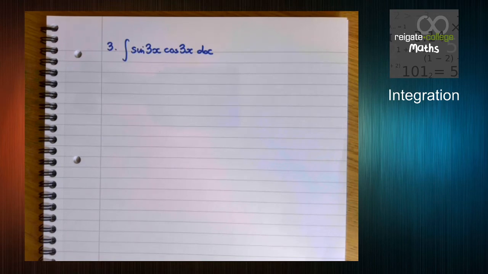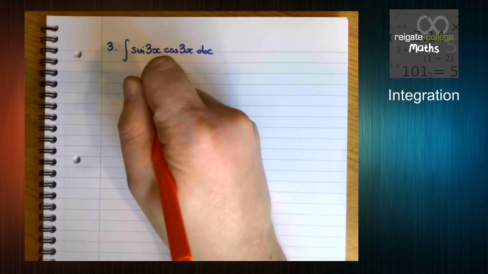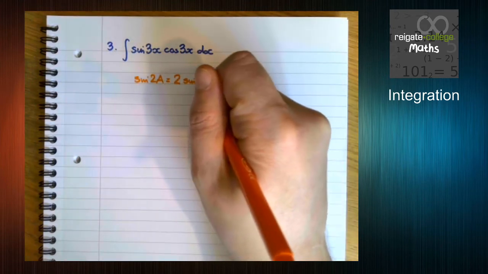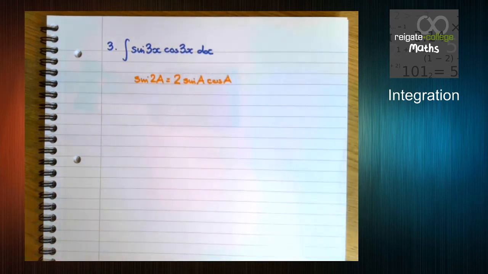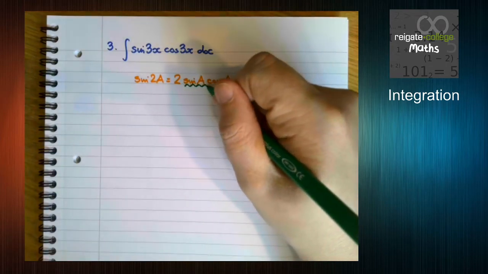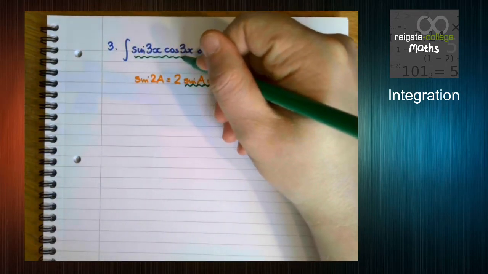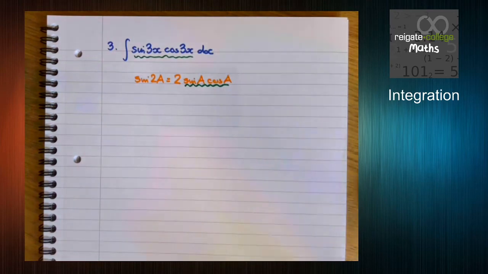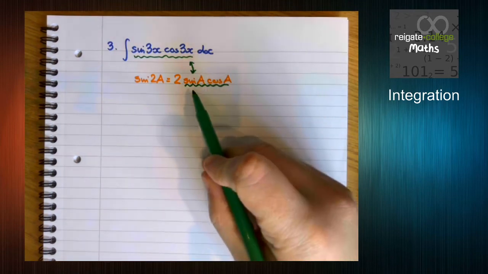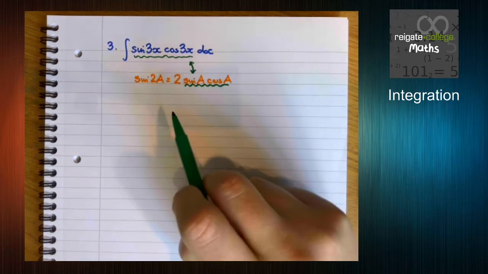Let's ignore what's inside the trig for the moment and let's think, what do we have that has a sine times a cos? Well, we know that sine of 2a is 2 sine a cos a. Well, this bit here is very similar to what we've got here. So let's think about how we can link these together. We've got sine a cos a, and we've got sine 3x cos 3x.